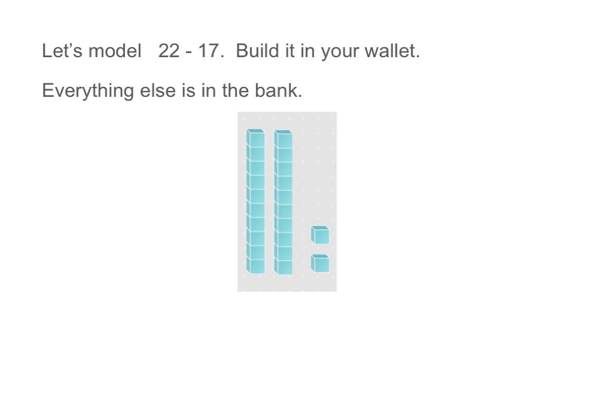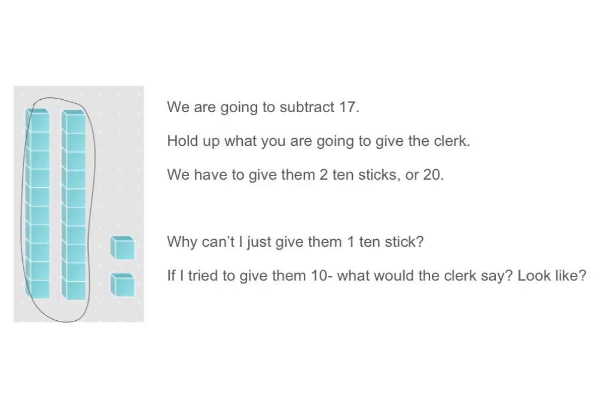Alright, take your base 10 blocks and put them all at the very top of your desk. If you don't have base 10 blocks, then you'll just have to do a place value drawing with me. Build the number 22. So it looks like that. You will have your 2 10s and 2 1s in front of you.